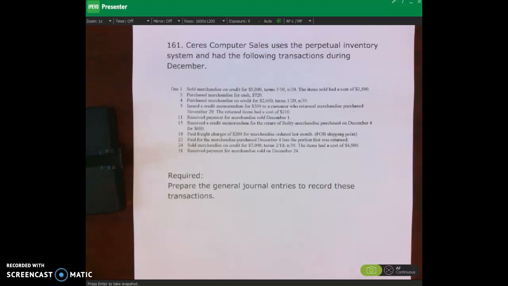So our computer company, Ceres Computer Sales, uses a perpetual inventory accounting system. Remember what that means: each time they make a sale, they'll debit cost of goods sold and credit merchandise inventory. They had the following transactions during December. So what we have to do is prepare the journal entries to record each of these transactions, okay?